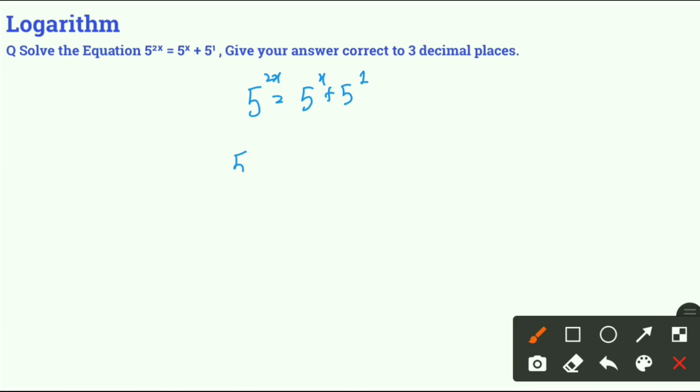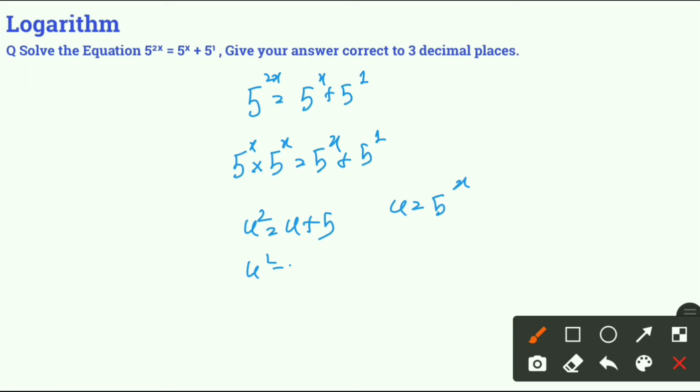Okay, so right now in this question I will use substitution. 5x multiply by 5x is equals to 5x plus 5 1. Using the substitution, 5x is equal to u, so u square is u plus 5, and u square minus u minus 5 is equal to 0. This has become a quadratic equation. Then solving this quadratic equation, you will get the roots, and after getting the roots you will reverse the substitution and you get the values of x.